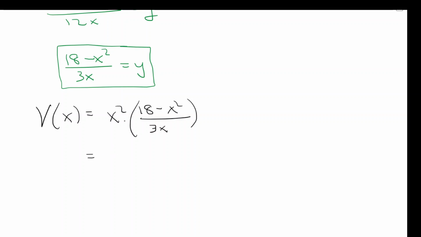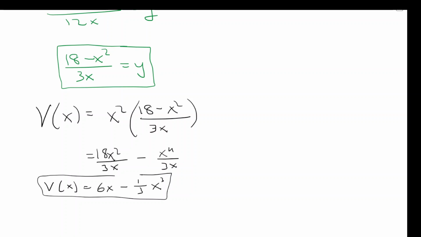And if I clean this up a little, I've got x squared times 18 over 3x minus x to the 4 over 3x. So I have 6x minus 1/3 x cubed. That is my volume equation, and that's the equation I'll be doing the calculus with. I mean, it's all calculus, but I'll be taking the derivative.